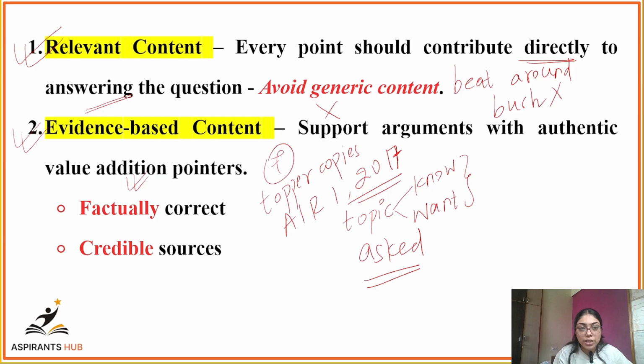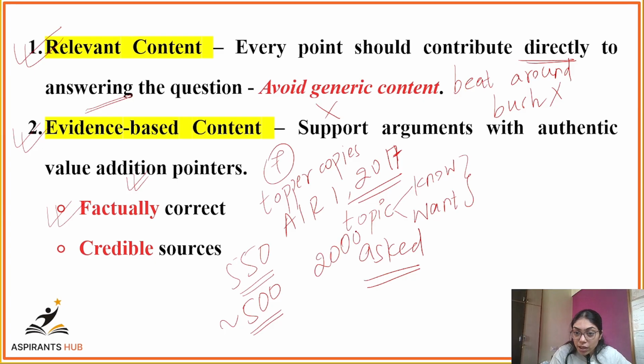And two things about value addition pointers that you will remember is, please make sure that you write factually correct information. For example, somewhere you want to quote this data. Let's say there is a number 550. Maybe you're not remembering 550, so you can say approximately 500. But don't write wrong information. If the number is 550, you cannot say 2000. This is wrong data. Please don't make these mistakes. Very close approximations are okay. Don't write anything randomly.